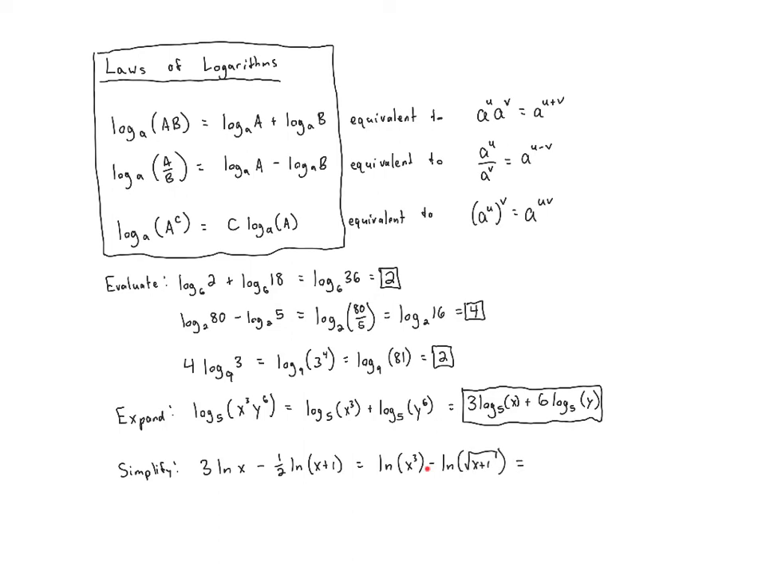And then when we have a difference of logarithms, we can write this as the logarithm of a quotient. So we can combine all of this into one logarithm, ln of x cubed over the square root of x plus 1. So we've taken an expression that had two logarithms and coefficients nonetheless, and we've combined them into a single logarithm, which is simpler than what we started off with.